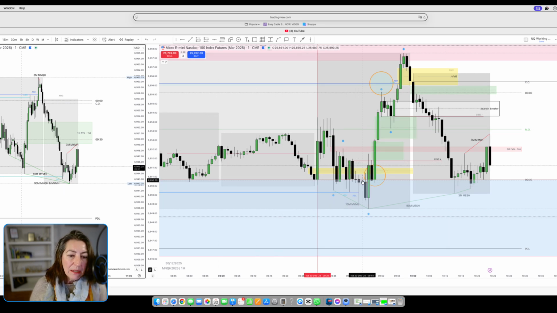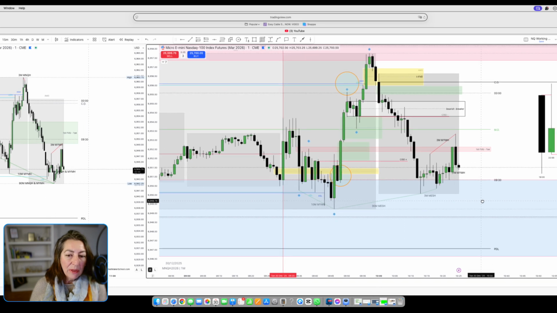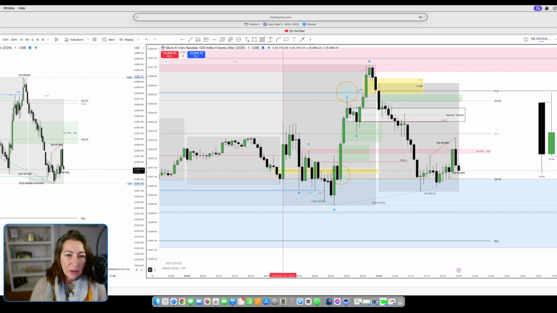Now, price came down at 9:46. As long as we have manipulation, if manipulation occurs before 9:45, then I'm able to enter the trade 2 or 3 minutes early. But in this case, final manipulation came at 9:46.